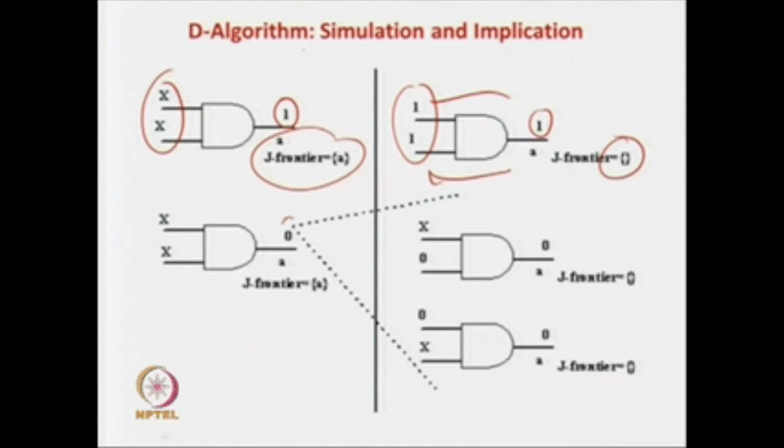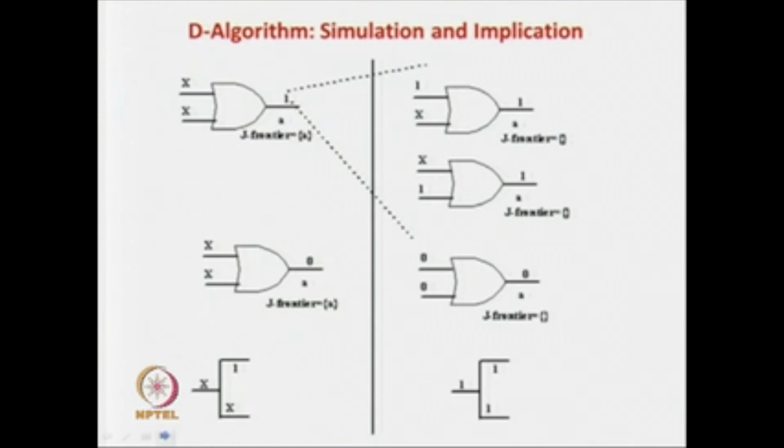Now, if you say that this AND gate output is 0, there are 2 values of the singular cover. So, you can take any one of them for justification. This is a backward direction, because we have already seen that in the case of J frontier, by implication there is backward traversal and forward traversal. J frontiers correspond to backward traversal. So, you can use any one of them, and then you have to delete this from the J frontier, because this has already been used.